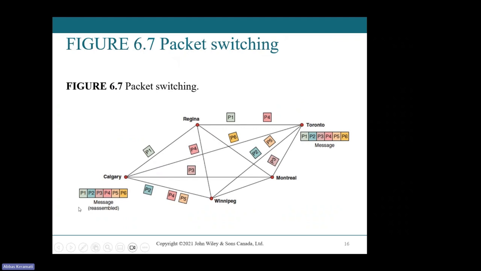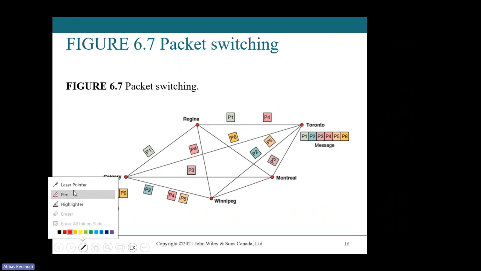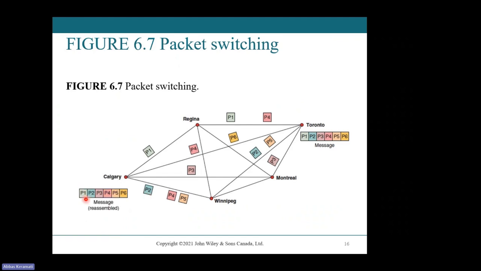This is an original message, as I mentioned already, and then the message is divided into 6 packets or datagrams. When you have smaller messages, they can move in the internet faster and easier. And then as you can see, the message from Calgary to Toronto is sent using different paths or roads, from Calgary to Regina and then Toronto, and then different roads.